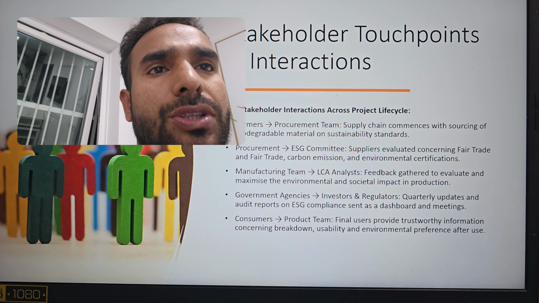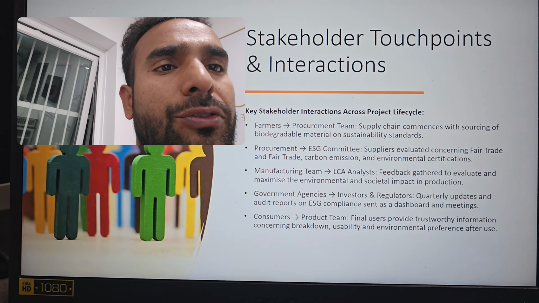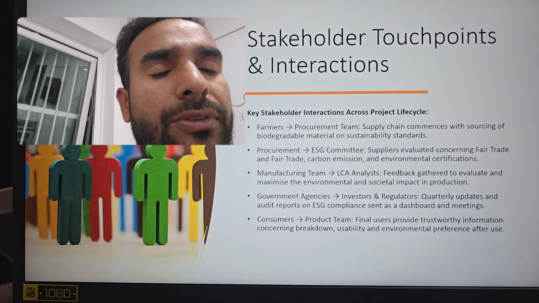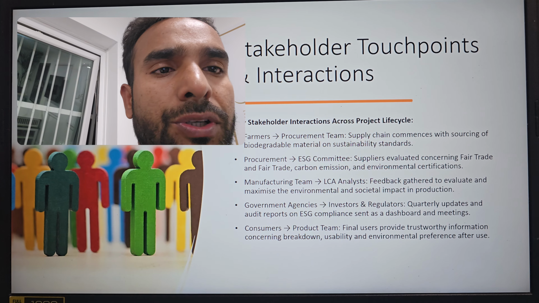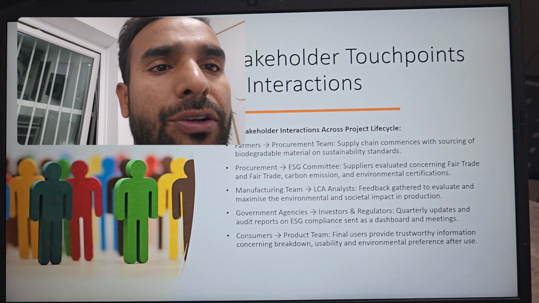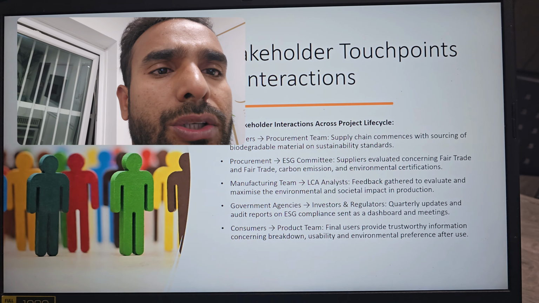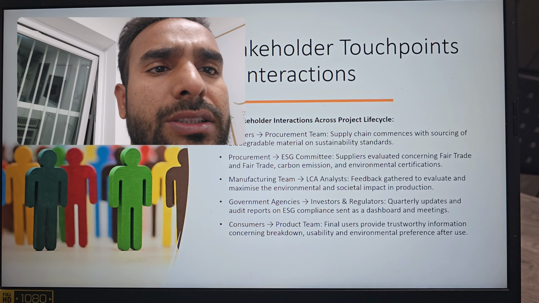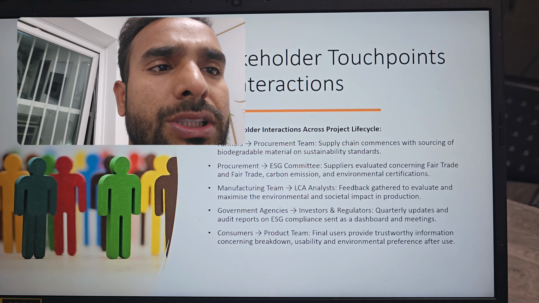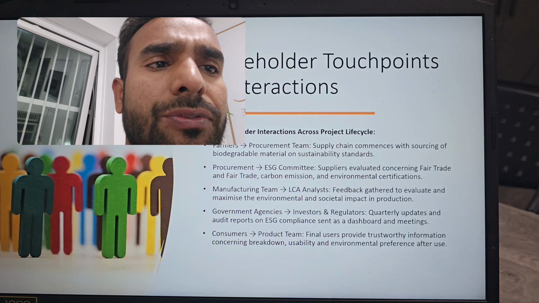Then here are the stakeholder touchpoints and integrations, which are also divided into many parts. Let's talk about the key points. The first key point is the farmer, which is very important because the supply chain commences with sourcing biodegradable materials on sustainability standards. The second is procurement, where ESG and supplier evaluation consider fair trade, carbon emissions and environmental certifications.